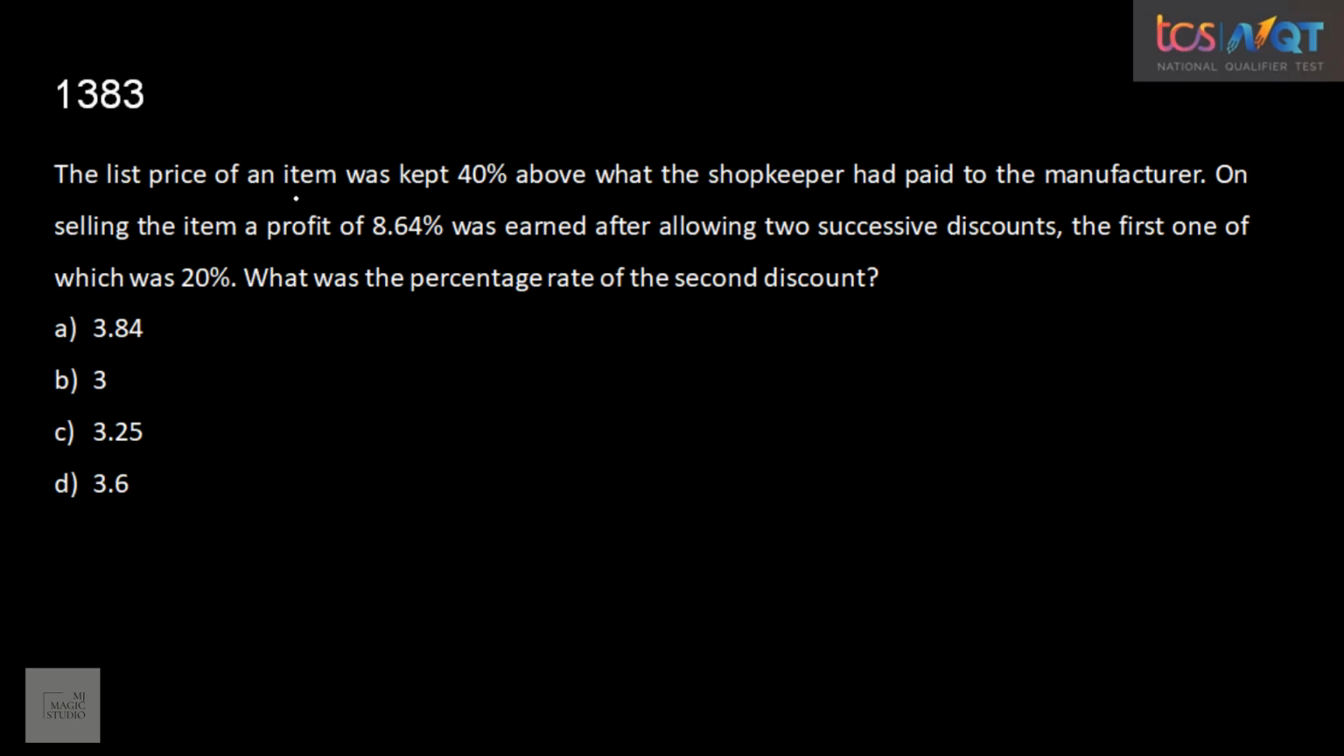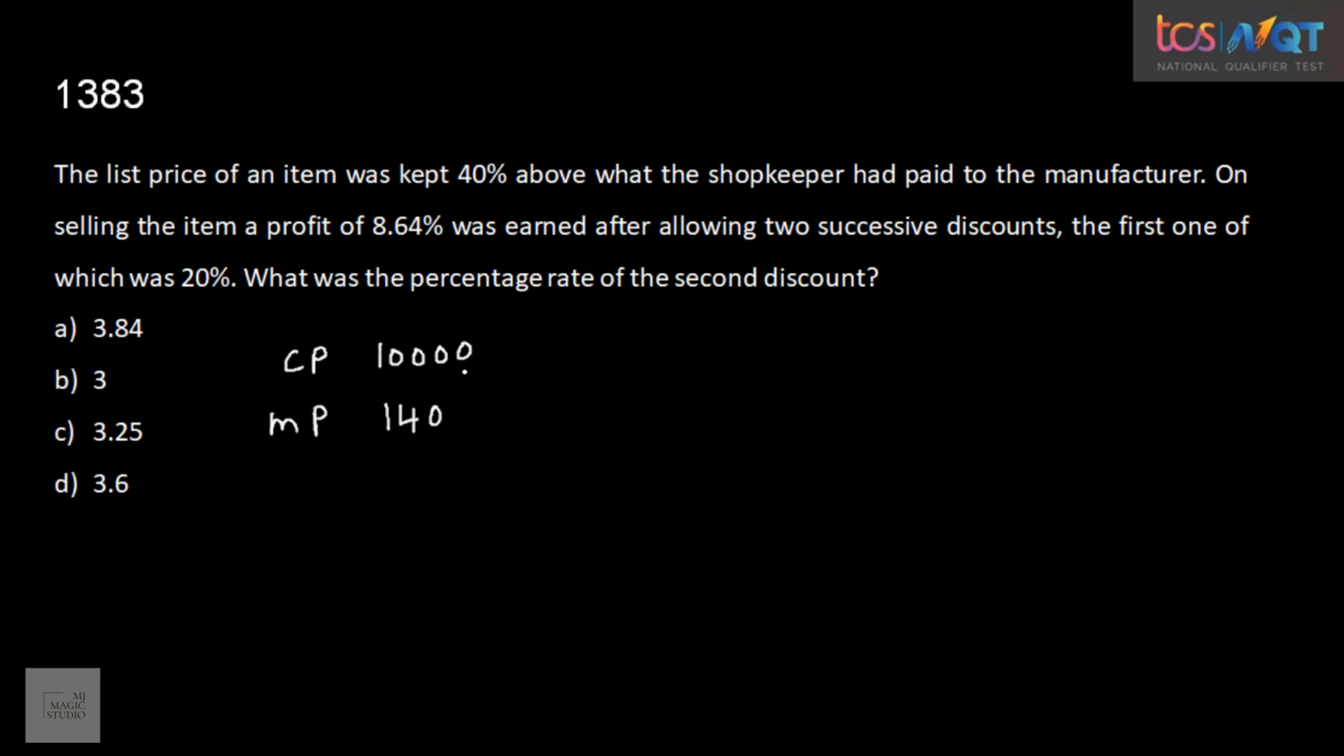The list price of an item was kept 40% above what the shopkeeper has paid to the manufacturer. That means if cost price is 100, the marked price is kept 40% over it. That means it is kept at 140. On selling the item, a profit of 8.64% was earned after allowing two successive discounts. The first one of which was 20%. What was the percentage rate of the second discount?